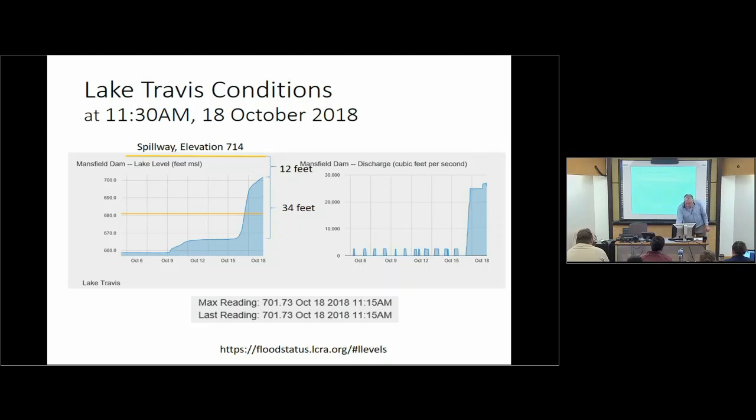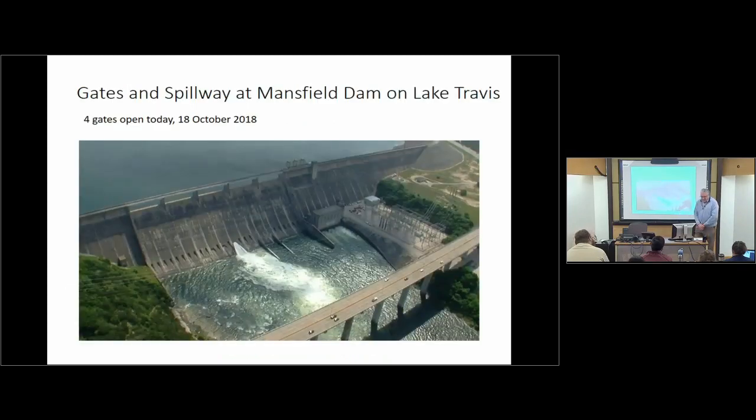Now, this is what the dam looks like. This is Mansfield Dam, which is on Lake Travis, and you can see water coming out the floodgate there. There are currently 4 of these floodgates open. Now you can see that there's quite a lot. I think there's actually 24 in total right across the dam there.